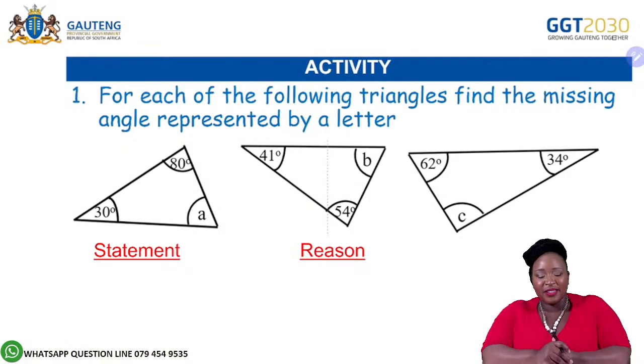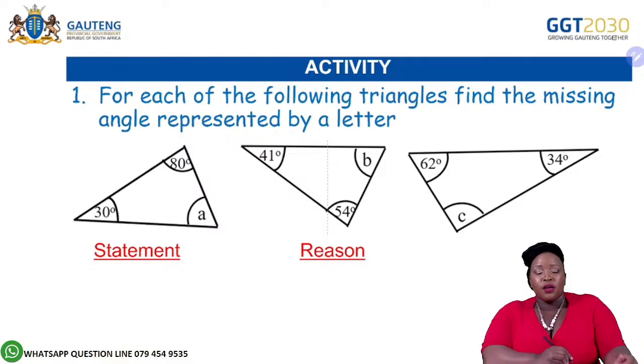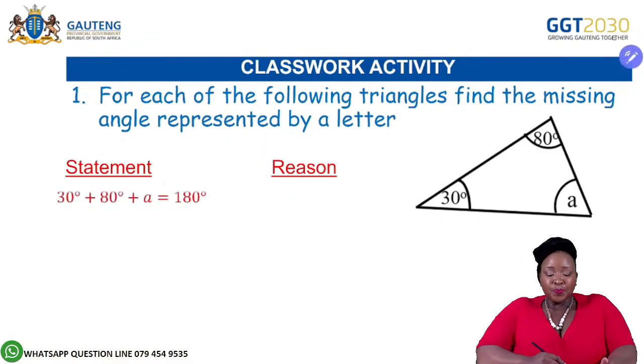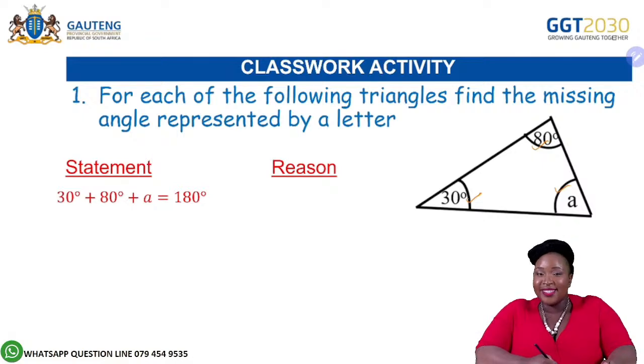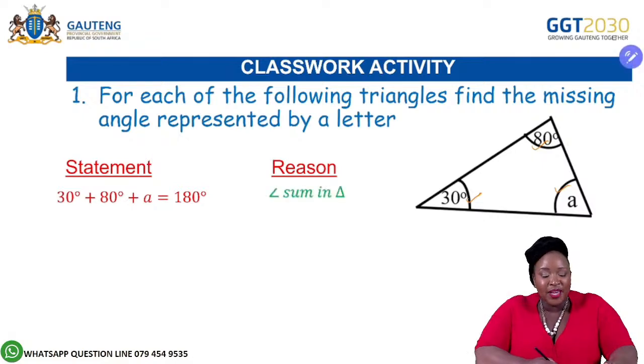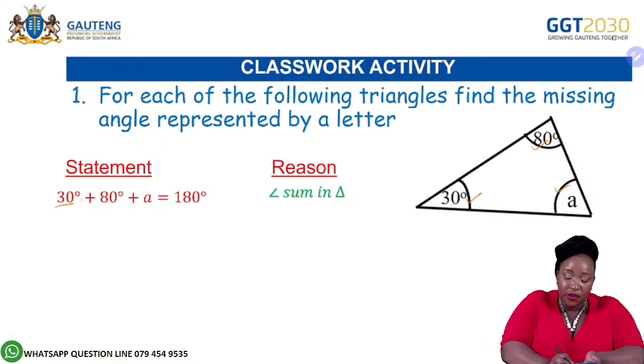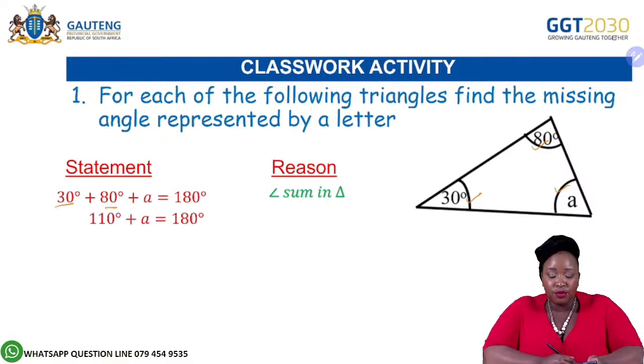Right, welcome back. So I trust you were able to do the triangle that has angle A, right? Okay, don't forget, I'll give you time to do B and also C, okay? So for angle A, we are going to add 30 degrees plus 80 degrees plus A, and those three must give us 180 degrees. Now we know why they must give us 180 degrees, right? Then from there we have to collect our like terms. So we are going to add 30 degrees plus 80 degrees, and that gives you 110 degrees.